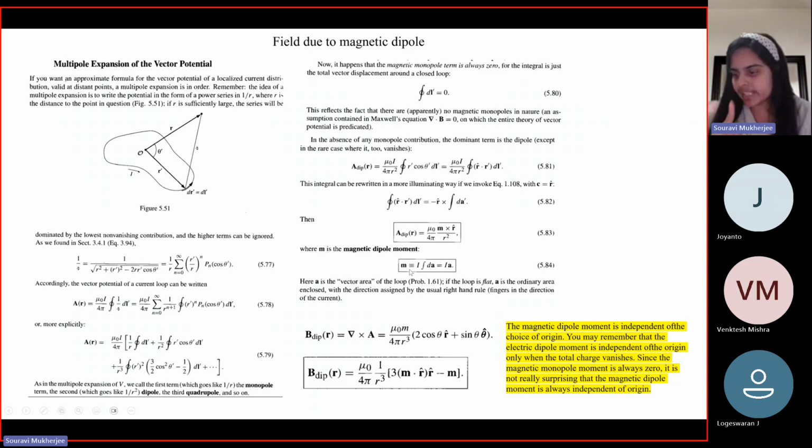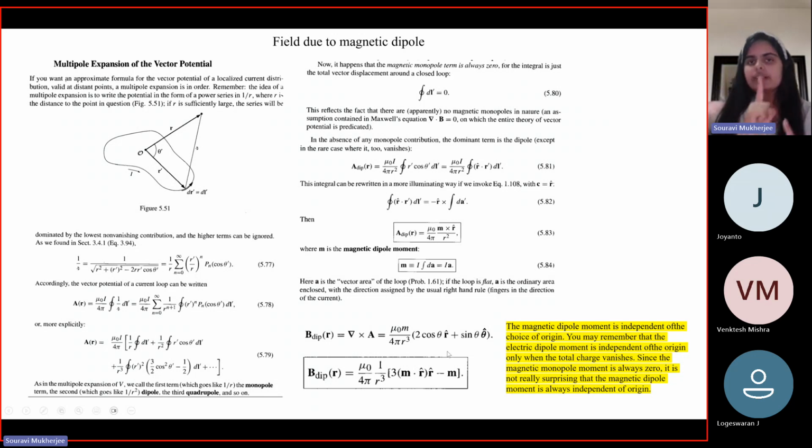For any current carrying loop, if I is the current and dA is a small area element, you integrate over the entire area enclosed by the loop. So I times A gives you the magnetic dipole moment for your current loop. Now you can use this relation to find the magnetic field for your dipole, nothing but doing the curl of A, and this is how it will look.